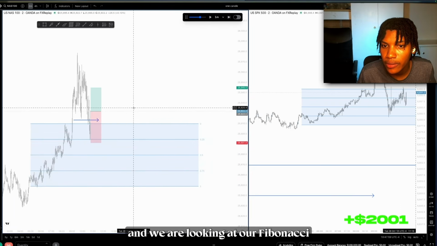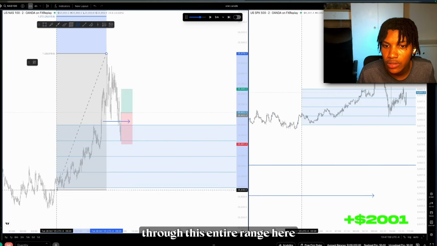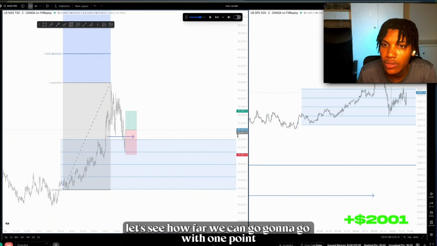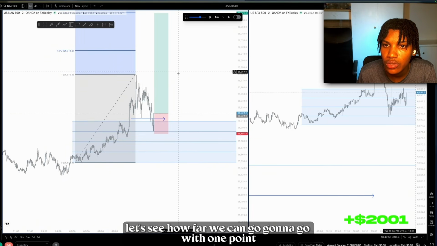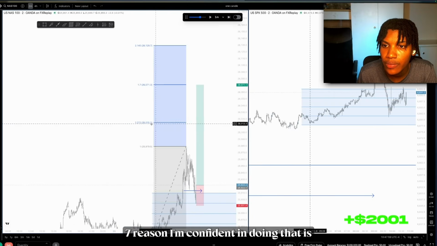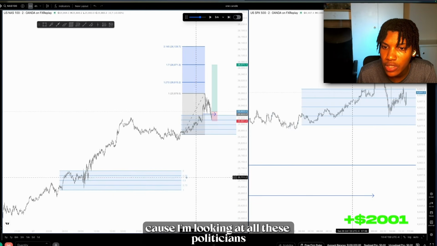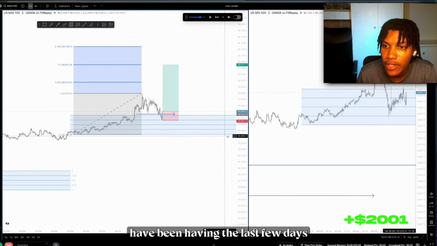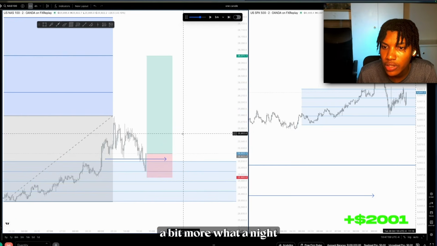Okay, and we are looking at our Fibonacci to this entire range. Yeah, let's see how far we can go. I'm gonna go with 1.7. The reason I'm confident in doing that is because I'm looking at all this bullishness we've been having the last few days.